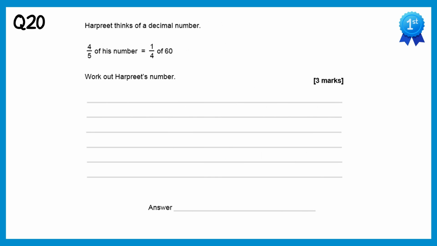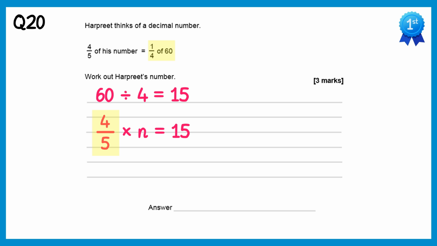The first thing to do on this question is work out 1/4 of 60. To do 1/4 of 60, you just divide 60 by 4, which gets you 15. This means 4/5 of Harpreet's number is equal to 15. So 4/5 times some number equals 15. To do 4/5 of a number, you would divide it by 5 and then times it by 4.